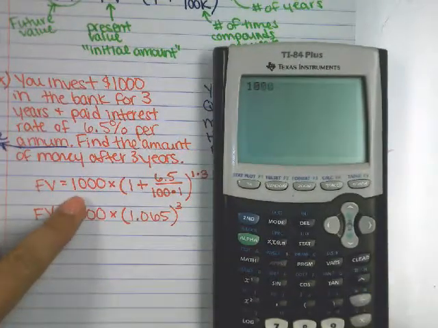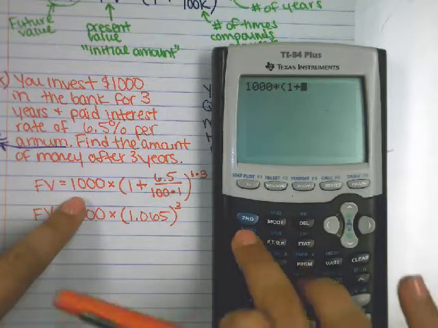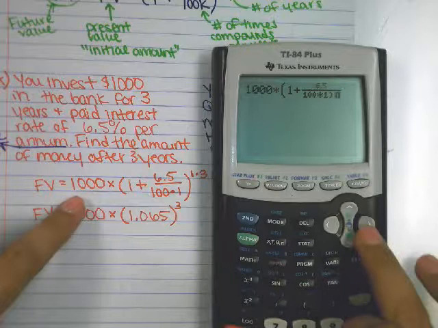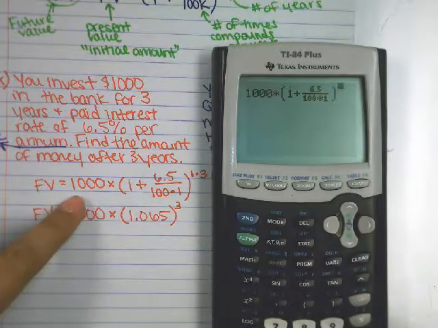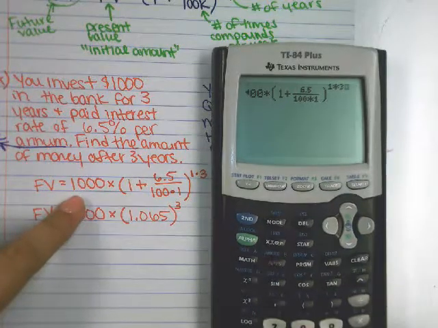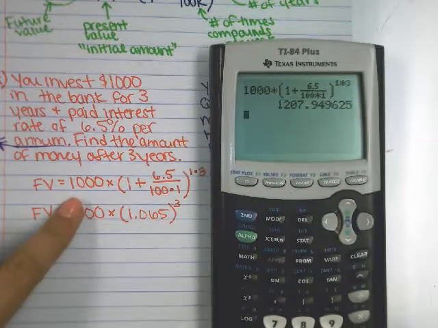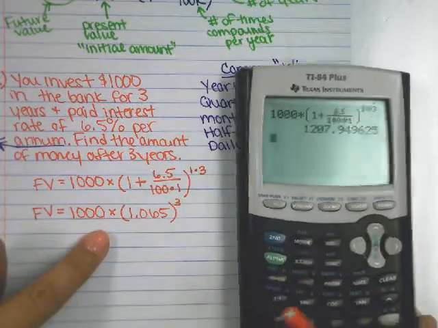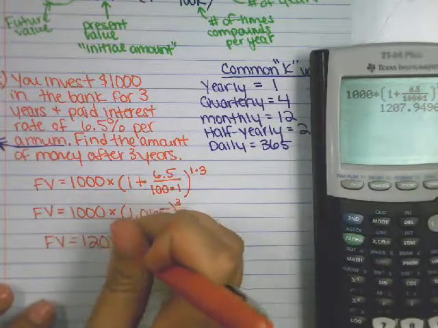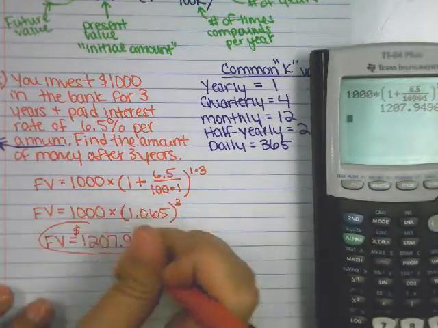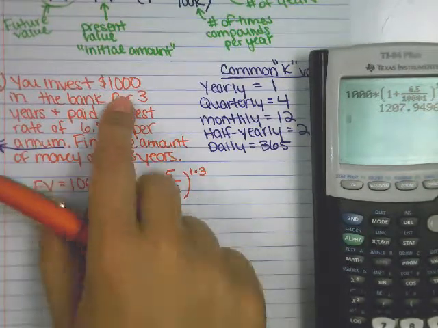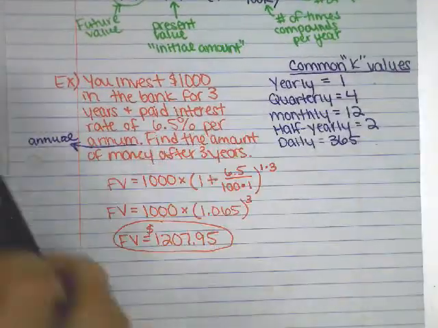You could also type it straight in from the very beginning: 1,000 times 1 plus fancy fraction, 6.5 over 100 times 1, to the 1 times 3. So you can type it straight in. You don't have to do any simplifying as long as you're careful, or you can do a little bit of simplifying and then type it in. So future value is $1,207.95. It's always good to make sure it makes sense. It shouldn't be drastically larger than your initial amount, but it should be larger because we did earn interest.